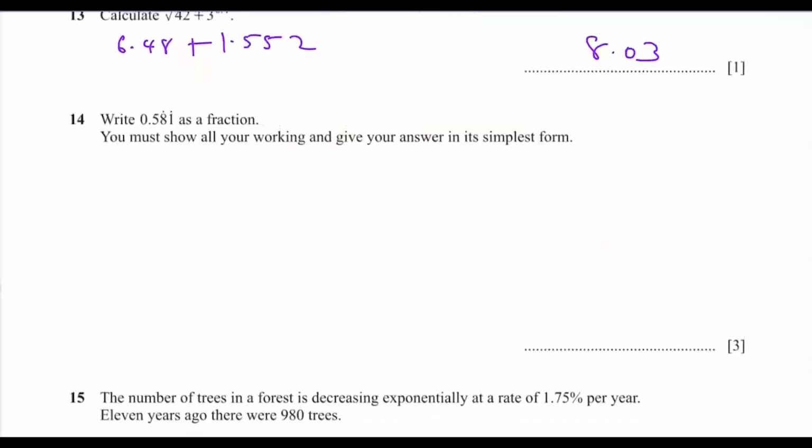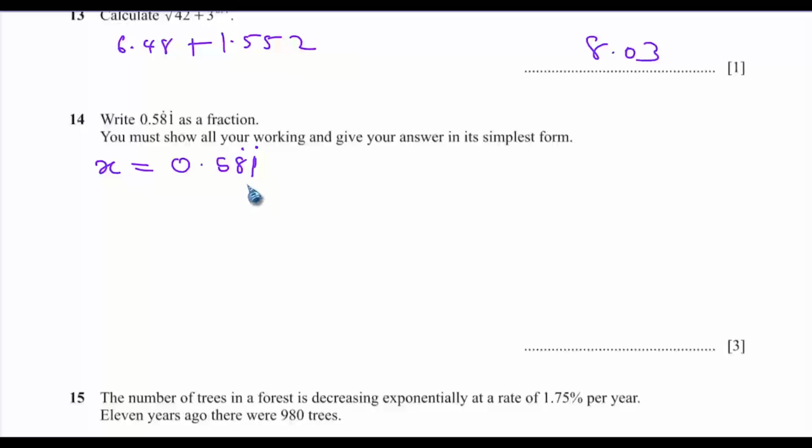So question 14, write 0.581 as a fraction. You must show your working and give your answer in the simplest form. Okay, so let x be equal to 0.58 with a dot here and a dot here. So this is a recurring decimal number, with two recurring digits.